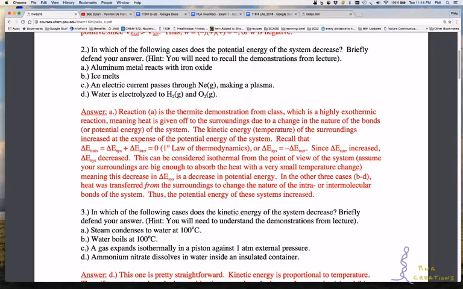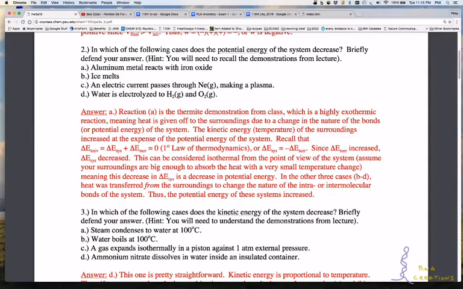Just keep that in mind in those two cases: delta T equals 0, so therefore delta KE equals 0. In this particular one, you're making bonds, so the potential energy is going down. And in this one, you're breaking them, and so the potential energy is going up.